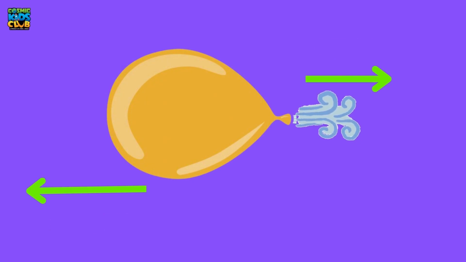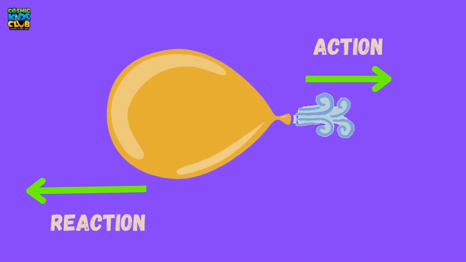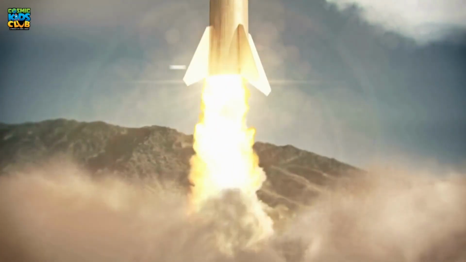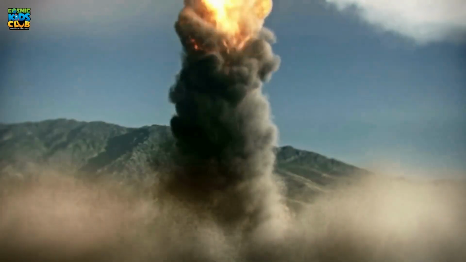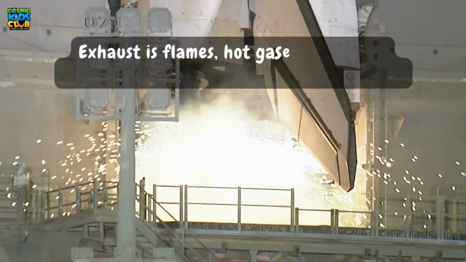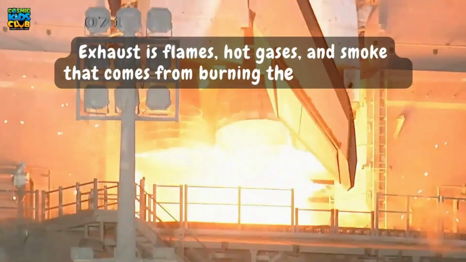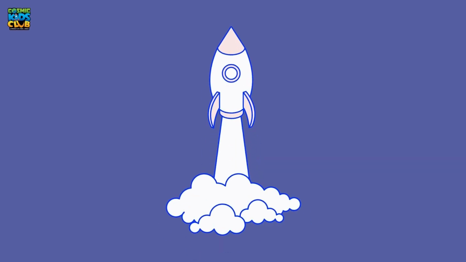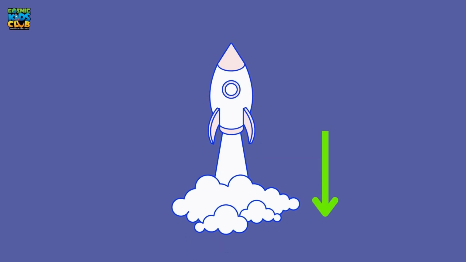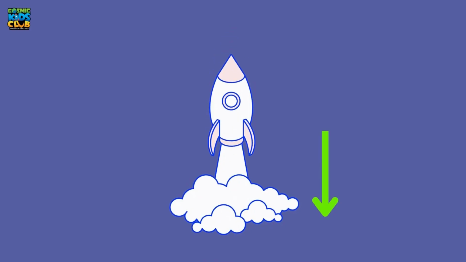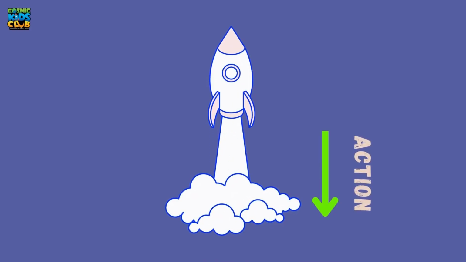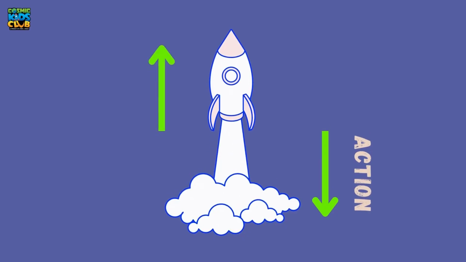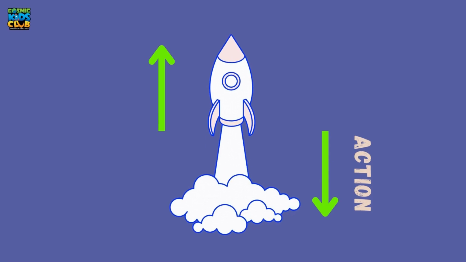Let's compare the same law of motion in rockets. During a rocket launch, we see exhaust streaming out the bottom of the rocket. Exhaust is the flames, hot gases and smoke that comes from burning the rocket's fuel. The exhaust pushes out of a rocket's engine down toward the ground. That's the action force. And in response, the rocket moves in the opposite direction, lifting off the ground.